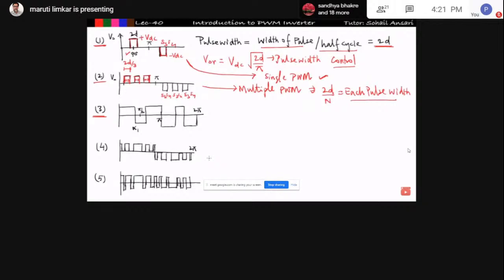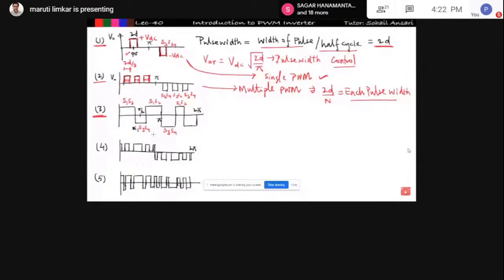So the first and second you understood. Now see the third case. In the third case I am turning on S1 and S2 for alpha angle, and then turning them off. After that I am turning on S3 and S4 from alpha to pi by 2 plus alpha. Again I am turning on S1 and S2, and turning off S1 and S2 at pi. Again I am turning off S3 and S4, then again S1 and S2. We know when S1 and S2 conduct, the output voltage will be plus VDC, and when S3 and S4 conduct, the output voltage will be minus VDC. So depending upon this switching cycle, we can generate this waveform, right?